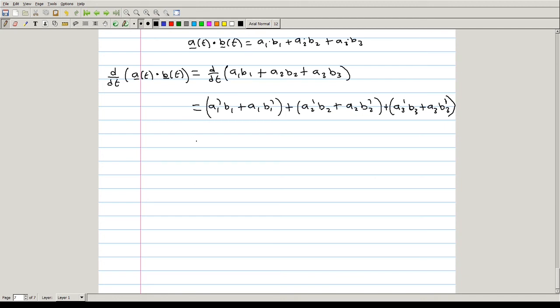And if we regroup, that means that we've shown that the derivative of the dot product of two parametric functions, or two vector valued functions of a scalar variable, satisfies the normal product rule. So this is going to be the same thing as the derivative of A dot product with B, plus A dot product with B prime.